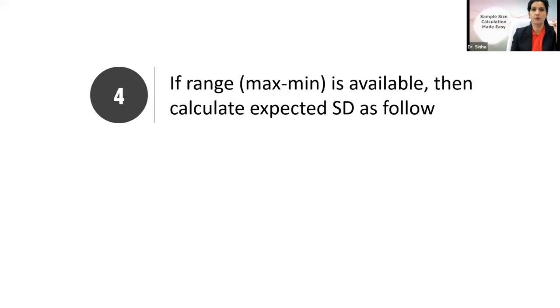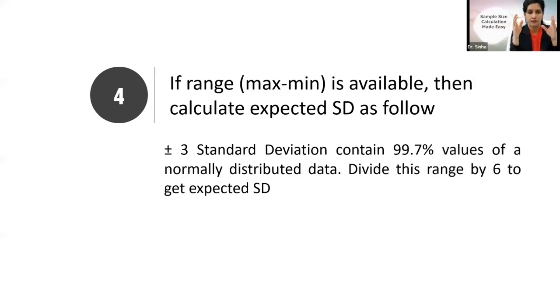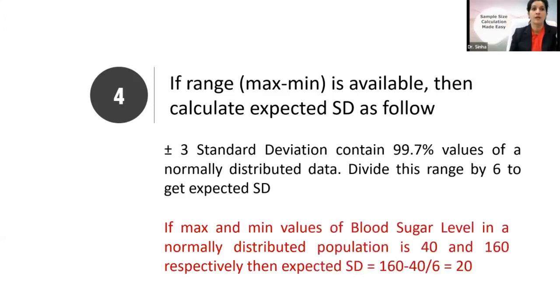So in that case, what you can do is take the maximum minus minimum divided by 6, and that will give you a standard deviation. So in this case, if the range of the systolic and diastolic blood pressure is 40 to 160, then you can have the expected SD of (160 minus 40) divided by 6. That will be 20.